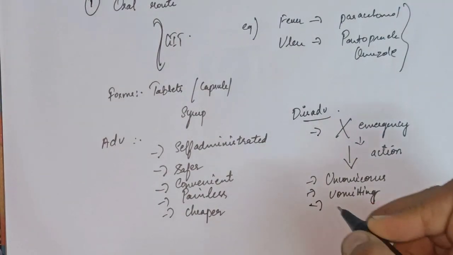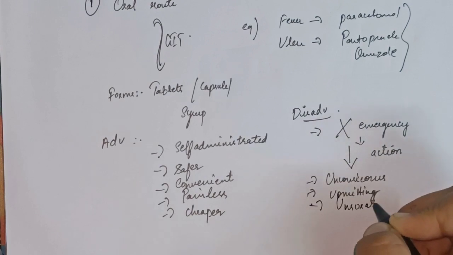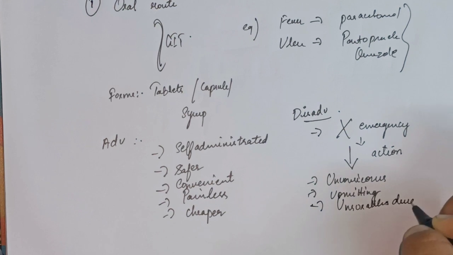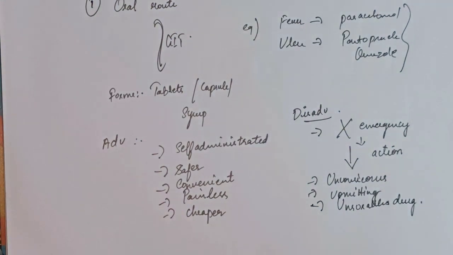you can't give unabsorbable drugs. So insulin and all you will give through injection only, right? You can't give it as a tablet. So that is your oral route. Okay, next we will see what is sublingual route.